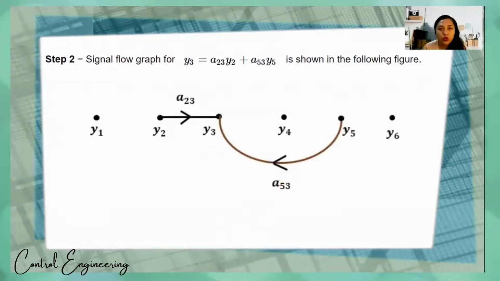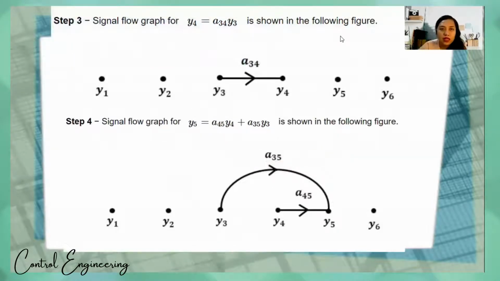For step number 2, the signal flow graph for Y sub 3 is the combination of A sub 23 Y2 and A sub 53 Y5. This is the node, this is the branch, and this is the other branch, then this is Y5.